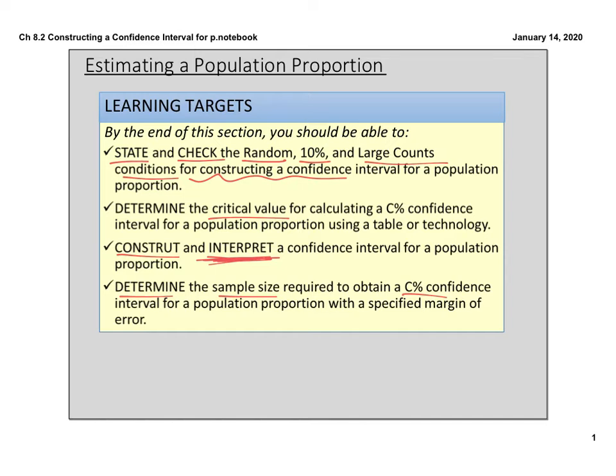So really it was this first point that I wanted you to kind of see. Before we can even construct a confidence interval, we have to check these things. Is it random? Does it fulfill the 10% condition? And does it fulfill the large counts condition?